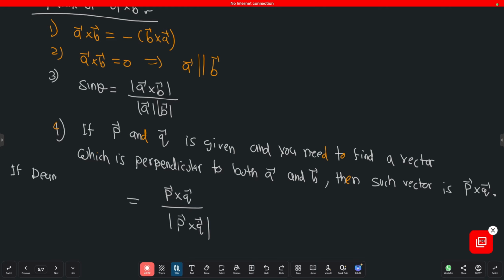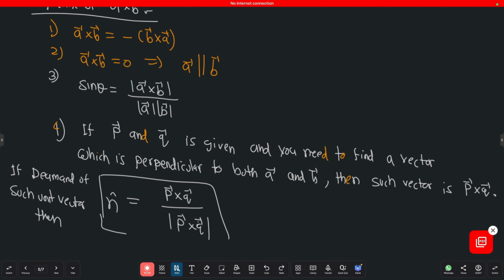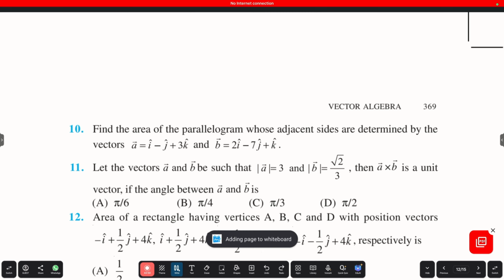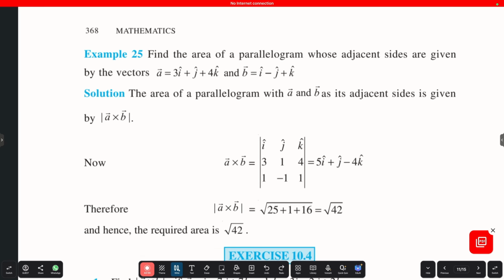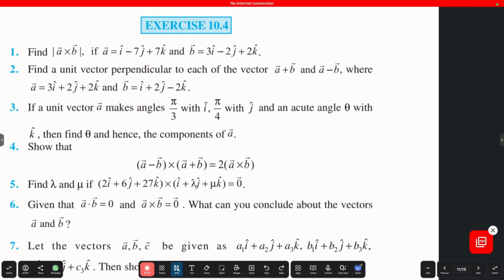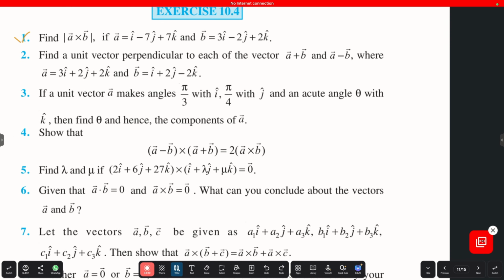If demand of such unit vector, then n cap equals this vector. Okay. And even plus is also possible, minus is also possible, anyone. But in the question you will be taking only plus, P cross Q upon mod P cross Q. Which vector? Okay. Question.